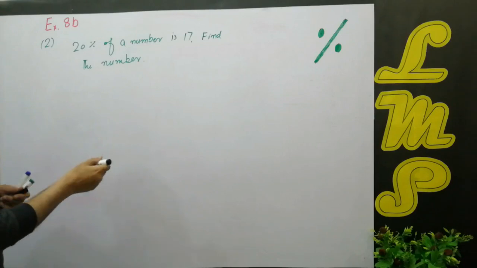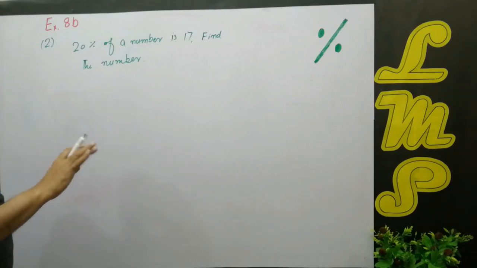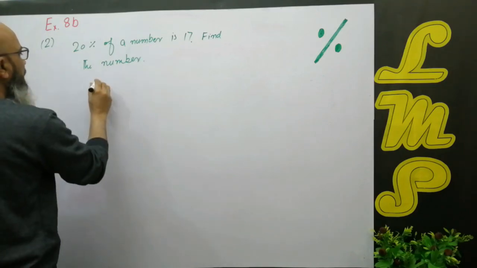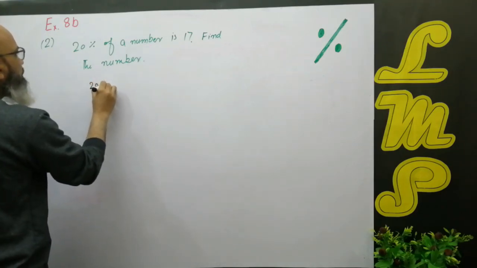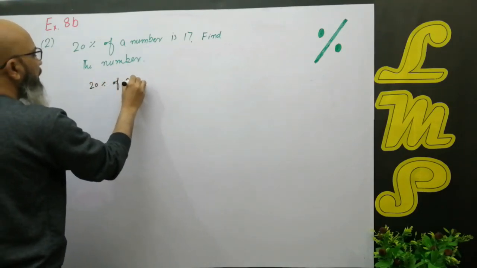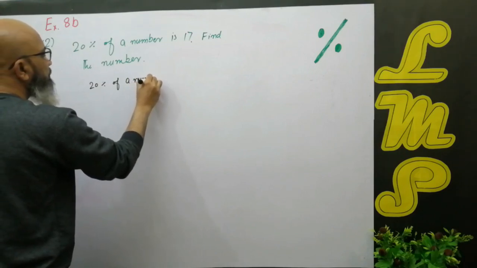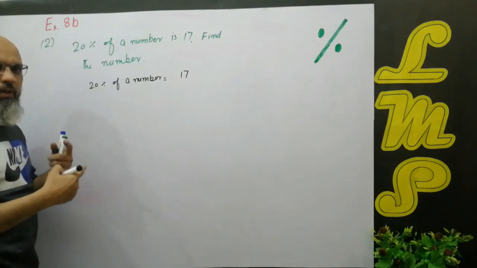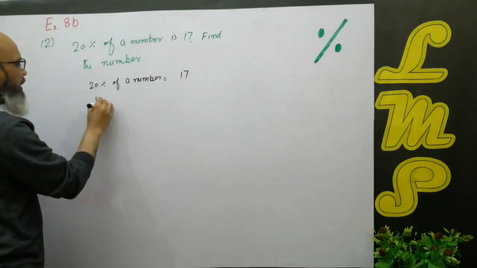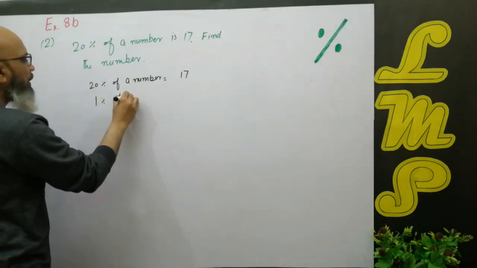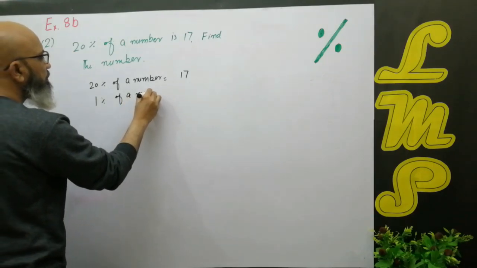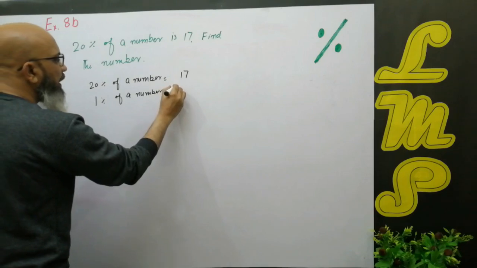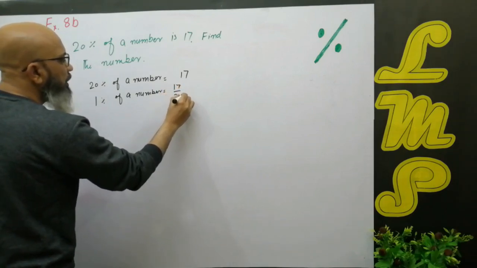So we will use the unitary method for this question. It's a very easy method. Simply write the statement as it is. 20% of a number is 17. So what will be the 1%? You will write here 1% of a number. What you will do? You will do 17 divided by 20, right?